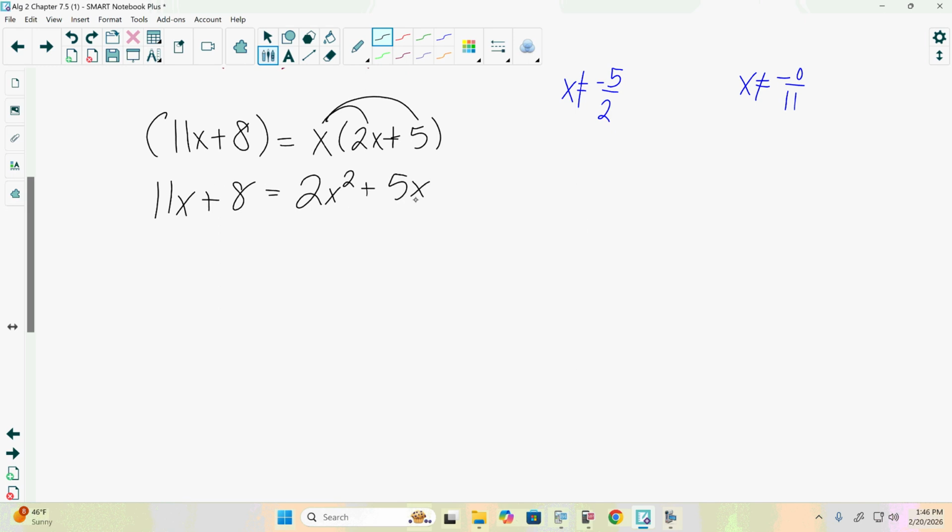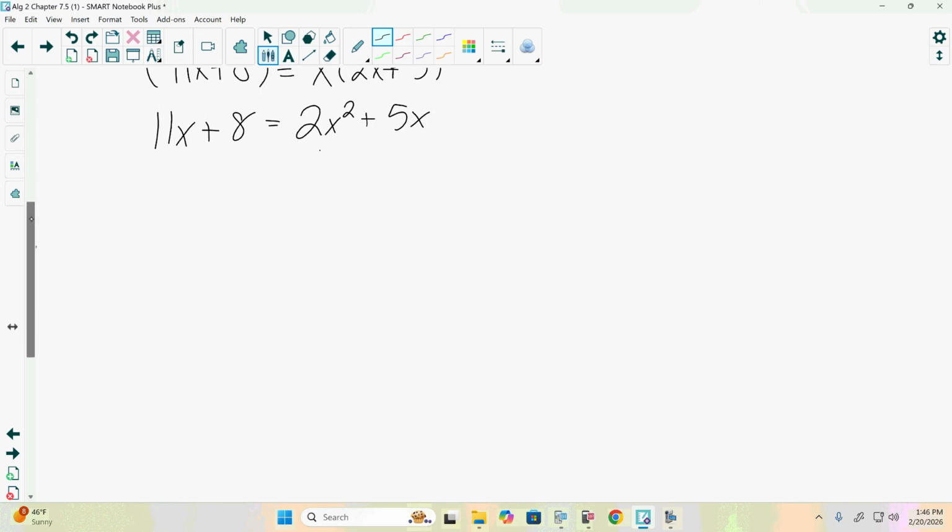This is now a little bit different than what we had yesterday, because we have this quadratic term, this x squared term. If we have quadratic terms, we have variables with exponents greater than 1. We need to get this equation equal to 0. What we move first to get it equal to 0 does not matter.